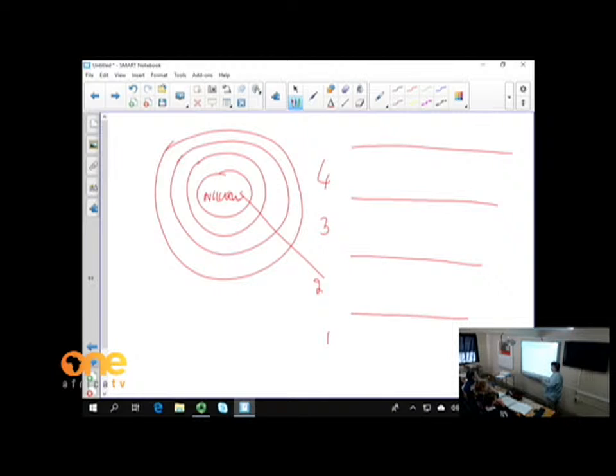Now the first shell can take 2 electrons. The second shell can take 8. Okay, and I'll just stop there for a moment. Now, electrons tend to form pairs. How does it work? Because electrons are negative, they should actually repel. But as the electrons are moving around the nucleus in an orbit, they are also spinning on their own axis.